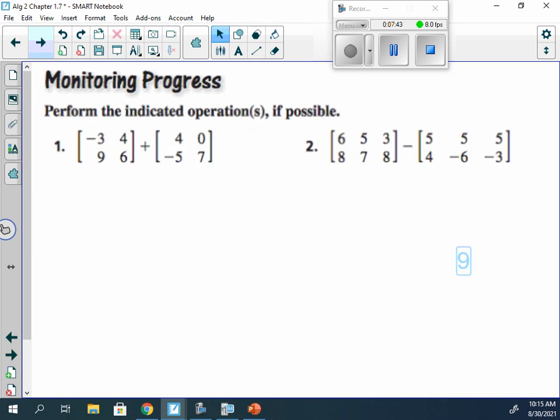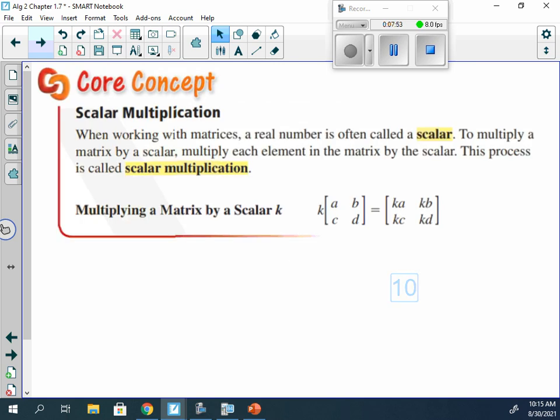Do y'all need to see another example of adding or subtracting matrices? We feel good with this here? All right.